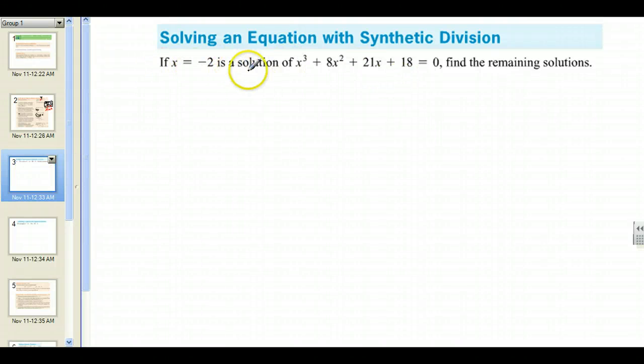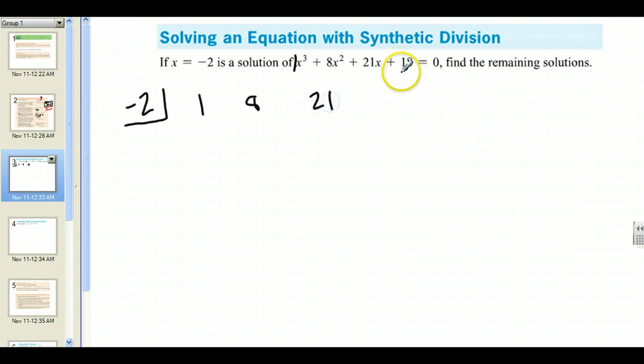Alright, if x minus 2 is a solution to this, find the remaining zeros. So this is one type of problem that they give you. Whatever the solution is, that's what you're going to use to do your synthetic division. That's what's going to go in the box here. So this is a 1 x cubed, so I'm going to put a 1 here, a positive 8, a positive 21, and a positive 18.